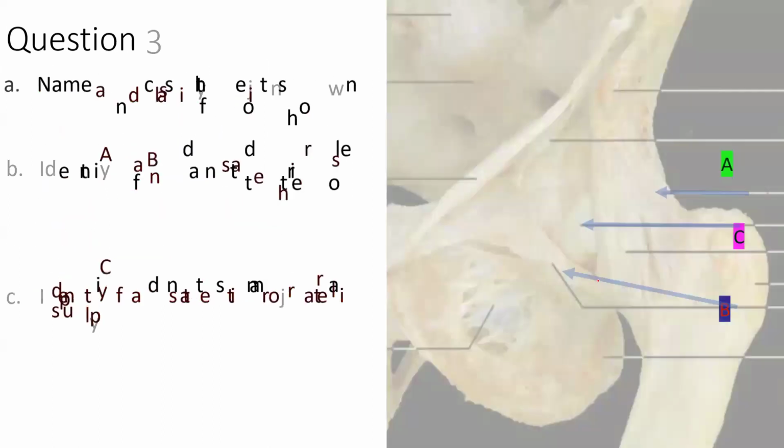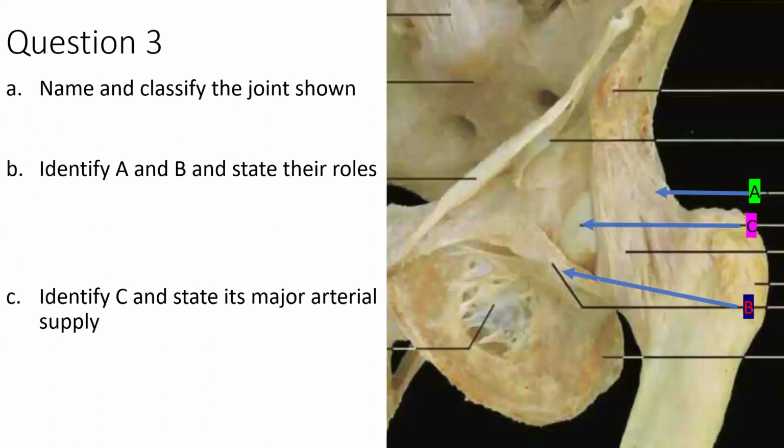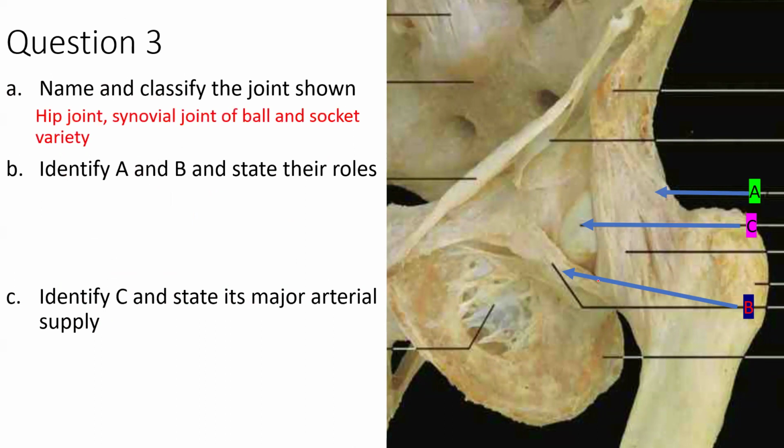Okay, the third question is testing your knowledge of the hip joint. So I have just named the joint, it is the hip joint, and classify the joint. So the type is a synovial joint. That is the type. The variety is a ball and socket. Okay. And then identify A and B. So structure A and B.